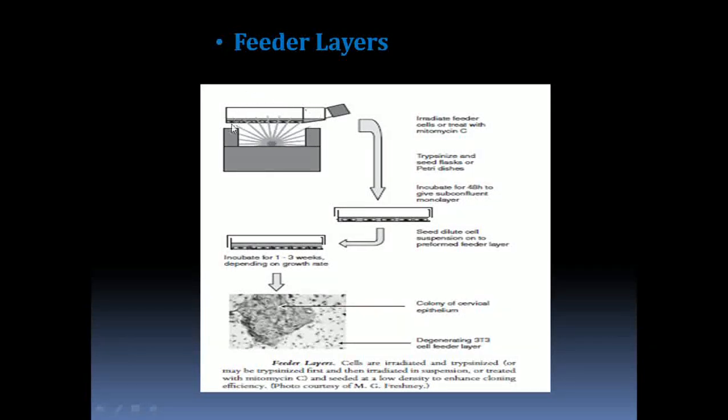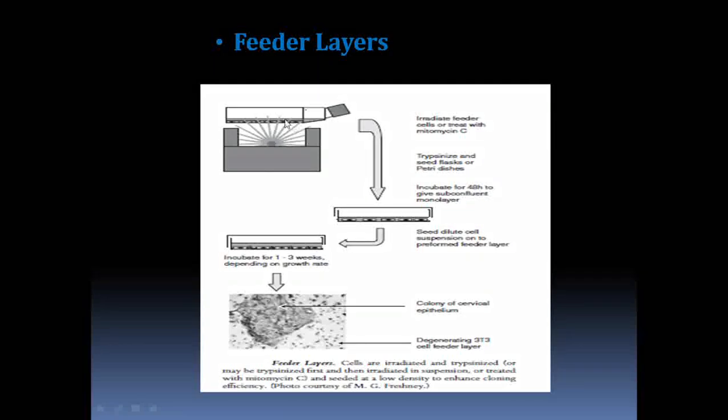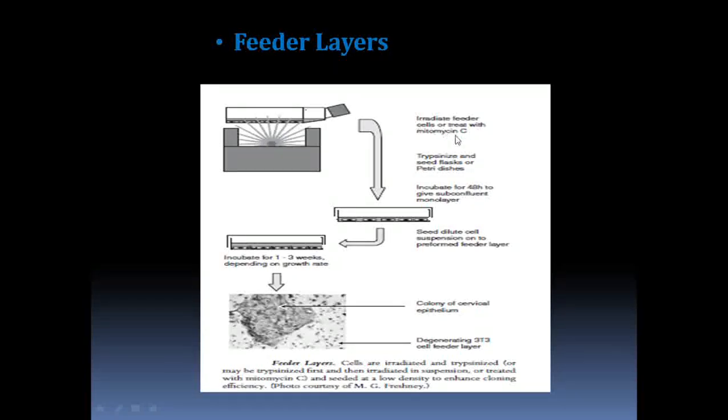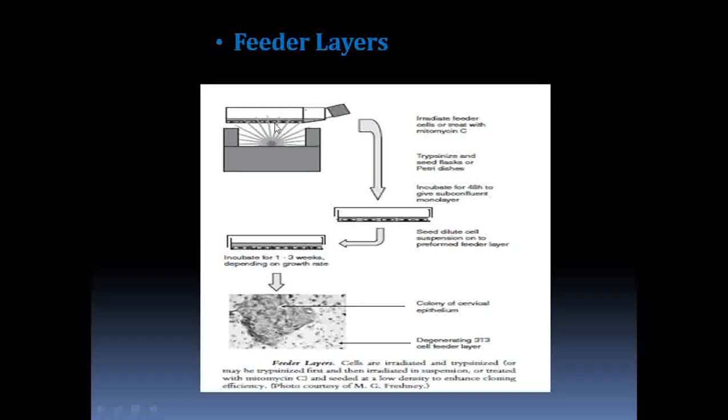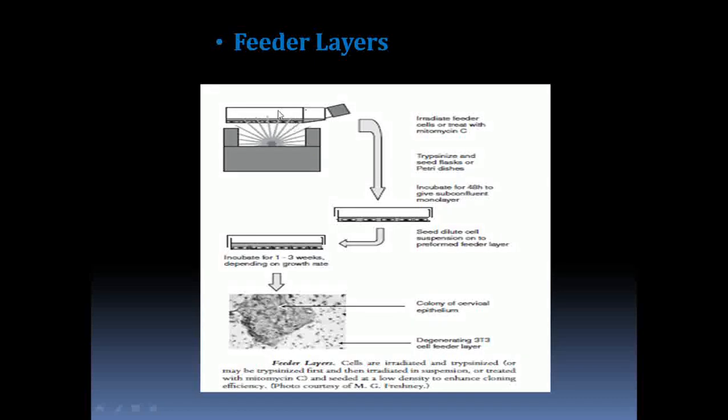So let's start. You have a feeder layer that is being irradiated. Basically I am going to arrest the growth with the help of a radiation technique, or else with the help of mitomycin C. So once it is done, your feeder layer which has grown up will be subjected to irradiation to stop their growth. Thus we have arrested their growth.